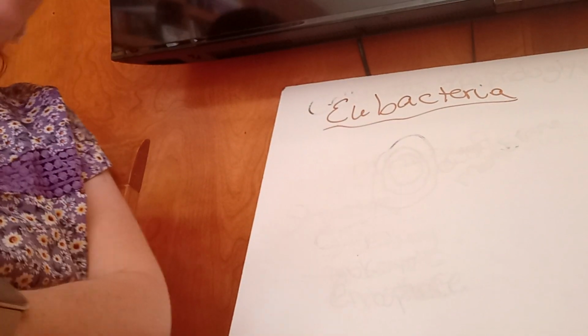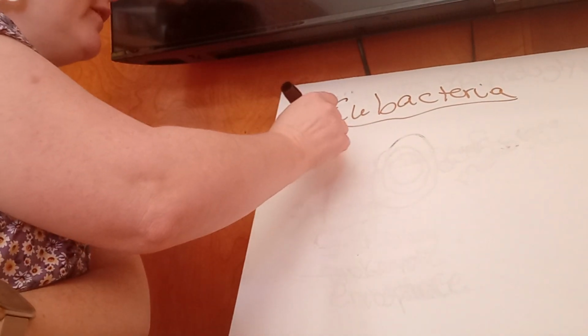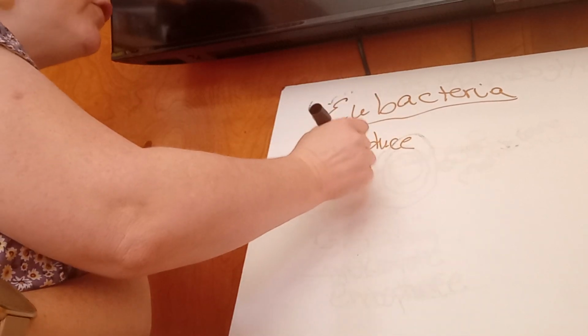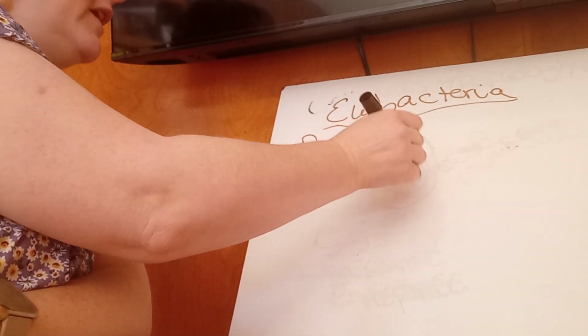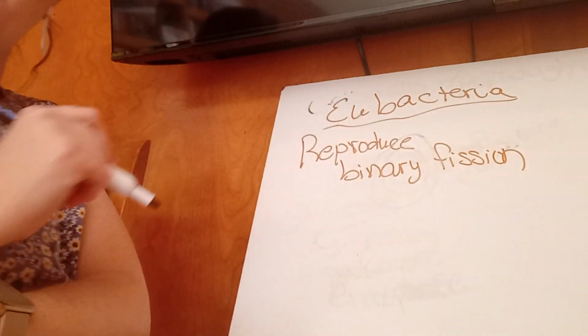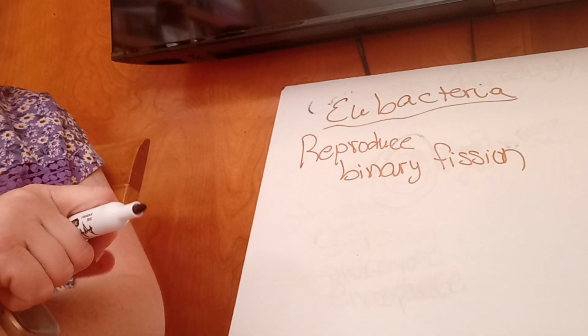Okay, so eubacteria. First thing about them is, how do they reproduce? They reproduce by binary fission. They double their DNA and then they split in half. Okay, double their DNA, split in half.